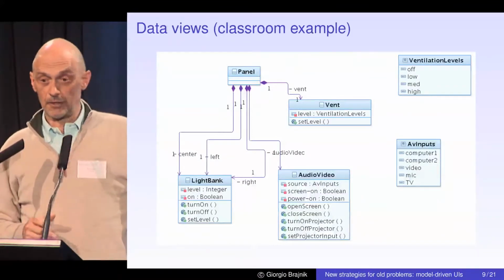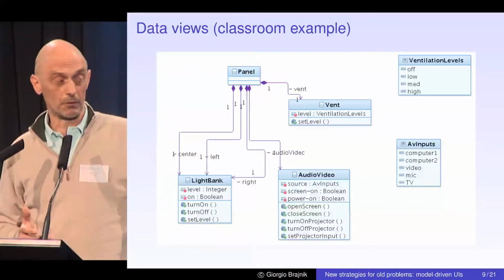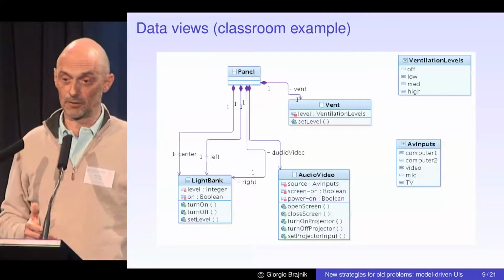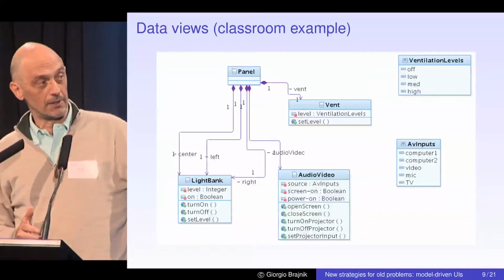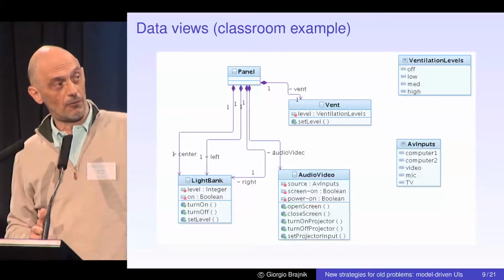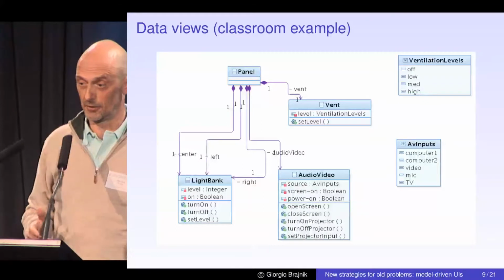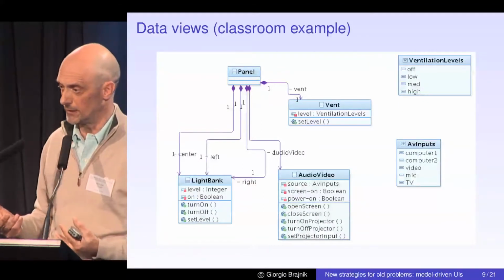For the audio video, you have a similar representation of the data, saying what the possible input is and whether the screen is on or off and whether the power of the projector is on or off. And similarly for the ventilation level, you have a value here that represents off, low, medium, high ventilation level. So this is for the data, for the concepts manipulated by the user interface.